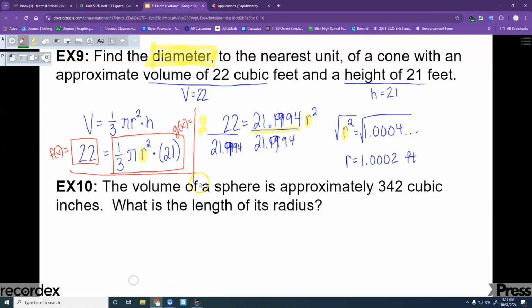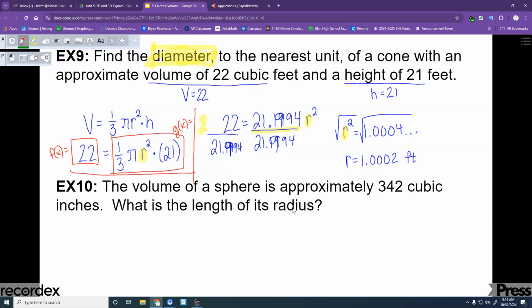Okay, so if you have trouble with that, we can use Desmos. All right, let's look at 10. Okay, volume of a sphere is 342 cubic inches. What is the length of its radius?